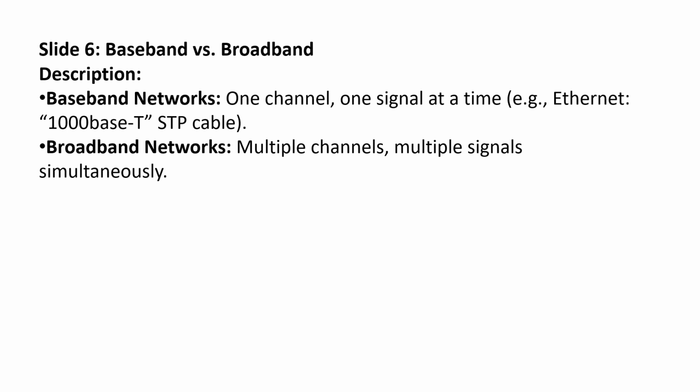Baseband versus broadband. Baseband networks have one channel, that is, one signal can be transferred or received at a time. Example, Ethernet 1000BASE-T STP cable. Broadband networks have multiple channels, and multiple signals are sent and received simultaneously.